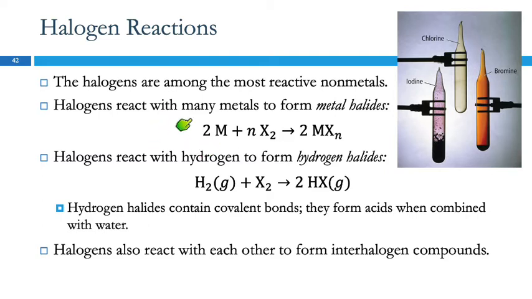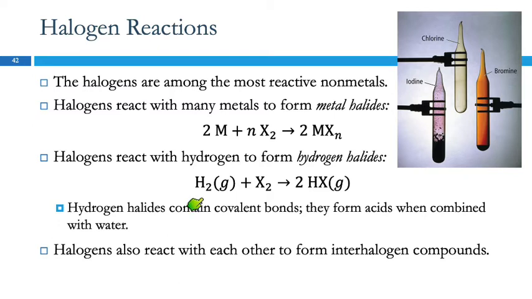So lots of metals will react with the halogens. We just saw how the alkali metals do it, but other metals will do this as well. So here's 2 metal atoms plus some number of halogen molecules. That's going to give us 2 of this with this formula. The reason we're using an N here is N is going to represent the charge on the ion. So it might not be +1, might be +2 or +3. And so that will affect the kind of product that's formed.